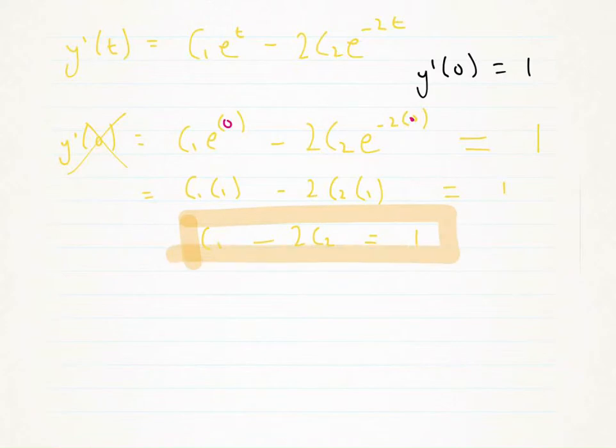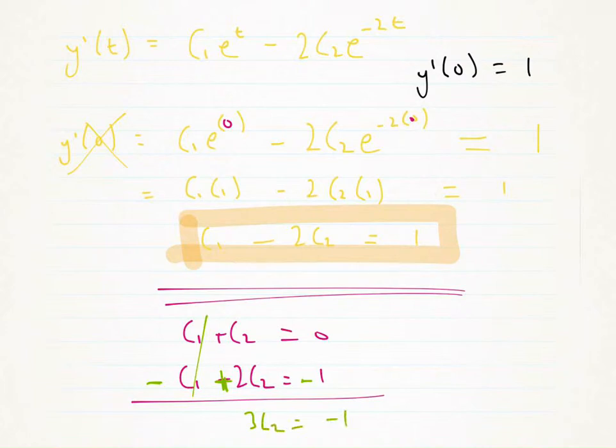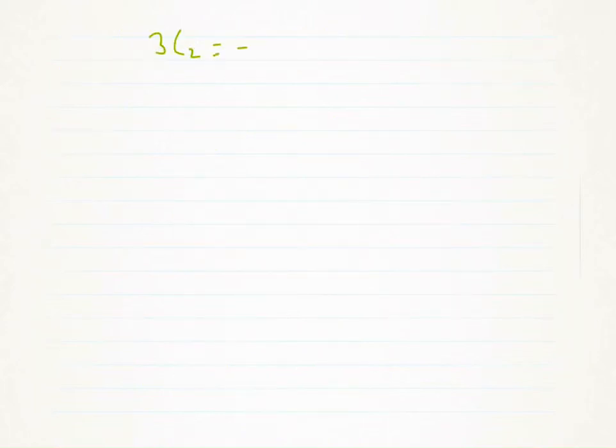I know the colours are the same. So now what we want to do is a simultaneous equation between the first one, which was c1 plus c2 equals 0, and c1 minus 2c2 equals 1. I'm sure you know how to do simultaneous equations, so I'm just going to change the signs. You might have your own way to do it. They'll cancel, and I'm going to get 3c2 equals minus 1, so c2 is equal to minus 1 over 3.